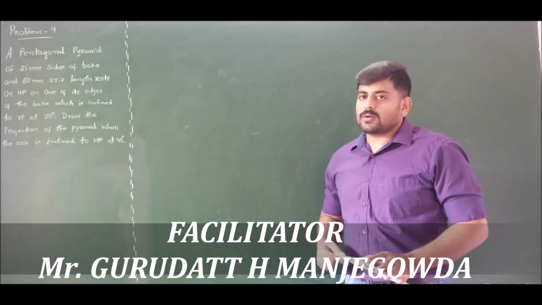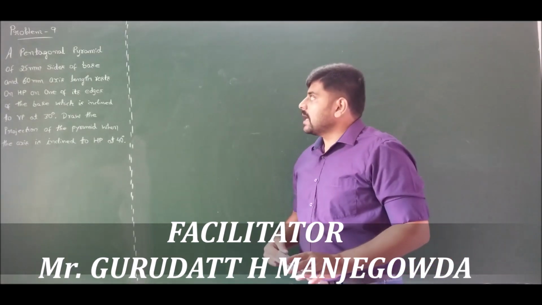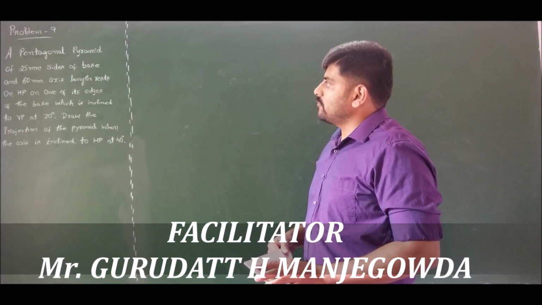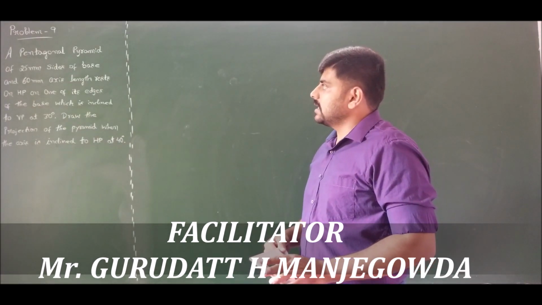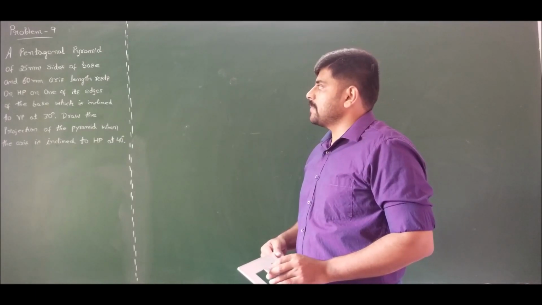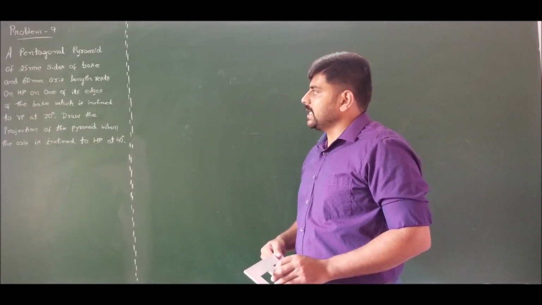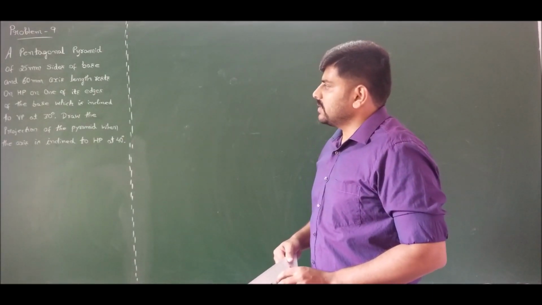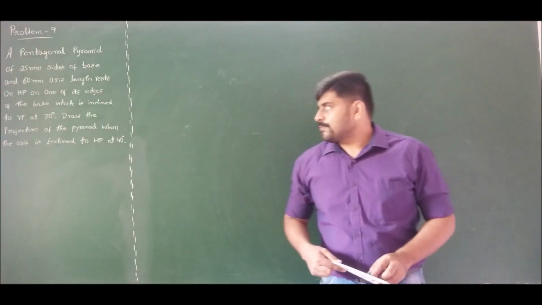Let us move on to our problem number 9, which states that a pentagonal pyramid of 25 mm sides of base and 60 mm axis length rests on HP on one of its edges of the base, which is inclined to VP at 30 degree. Draw the projection of the pyramid when the axis is inclined to HP at 40 degree.